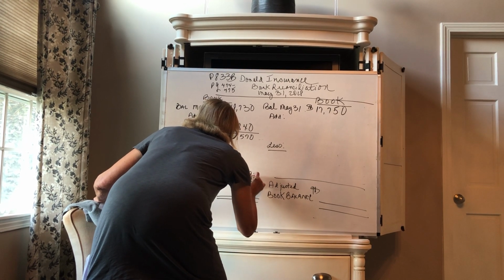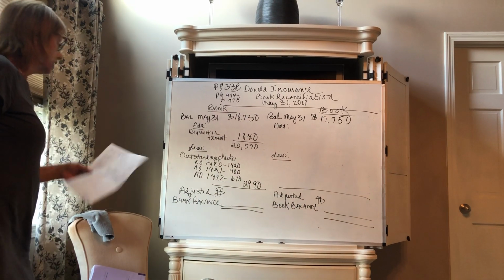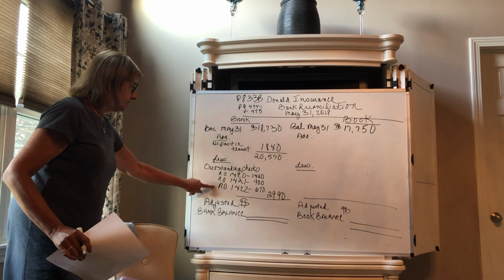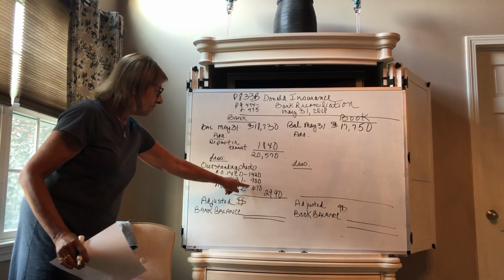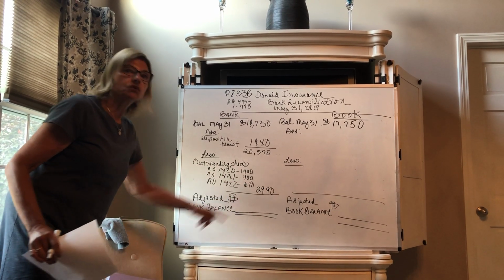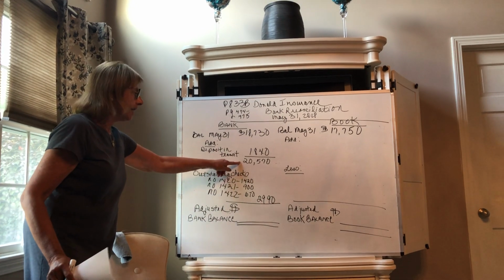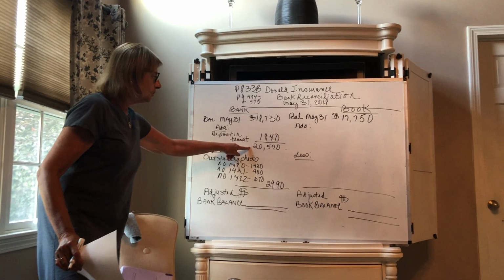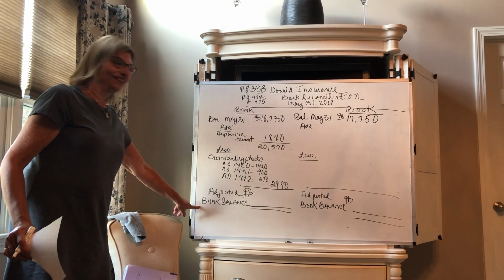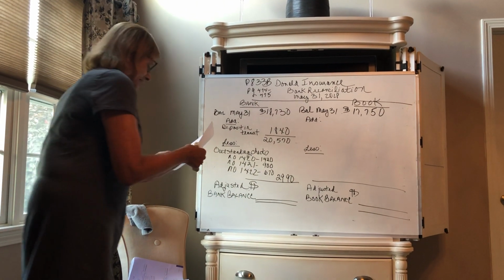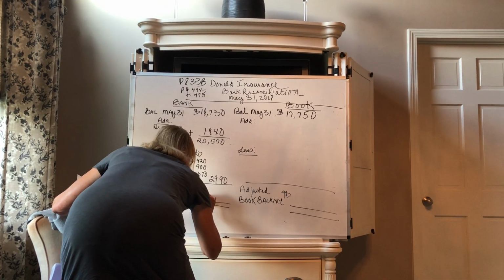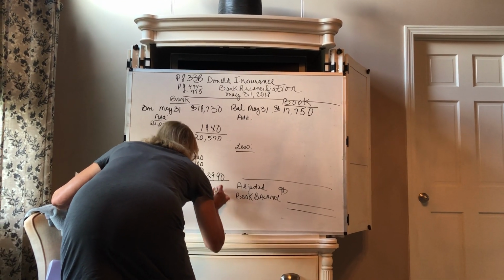My spacing isn't that great, but I'm trying. So our total minuses are these 3 amounts: 1420, 900, and 670 totals $2,990. We're going to take that away from the subtotal, $20,570, and we'll have our adjusted bank balance. So when I minus that out for an adjusted balance per the bank, $17,580.